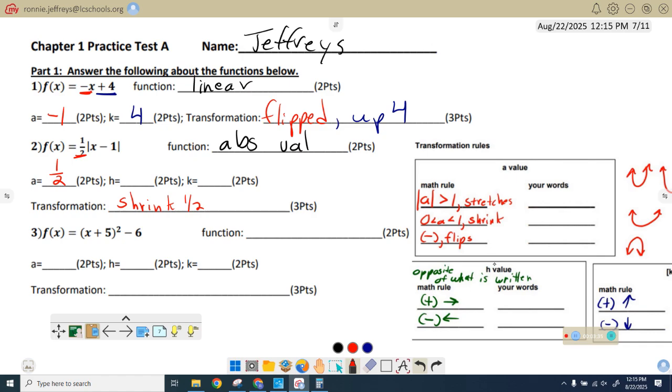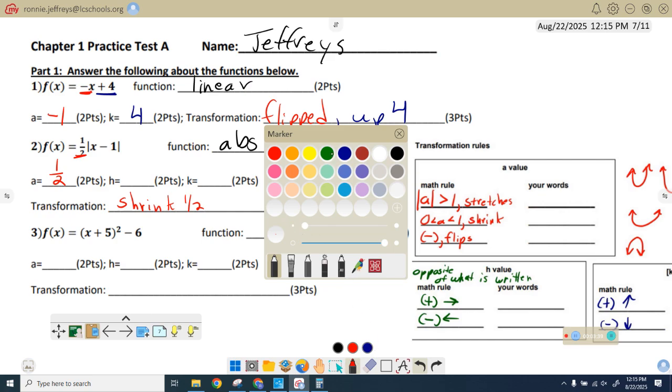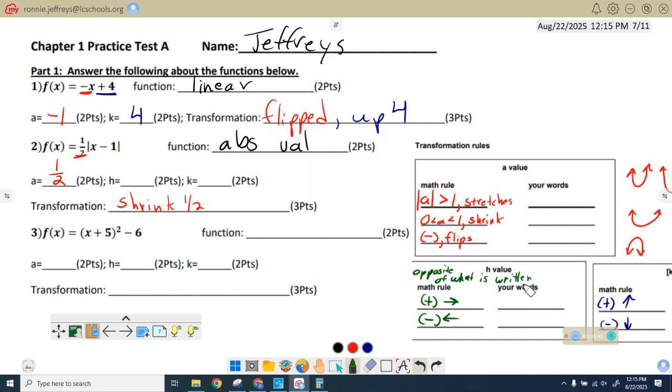Okay? Now, this one does have an H. And as it says, it's the opposite of what's written. So our H value is written as a -1. It's a +1.